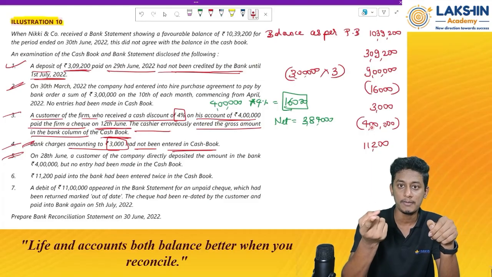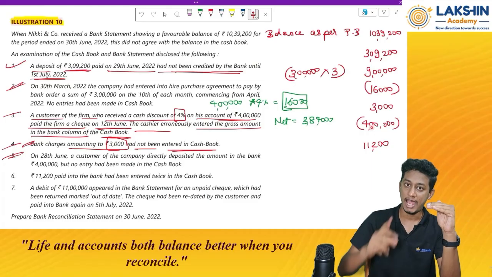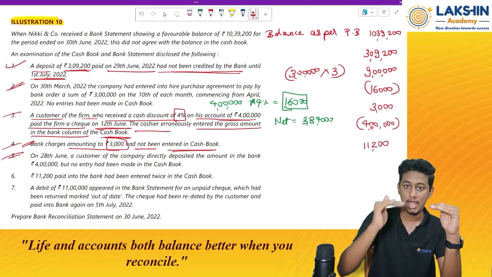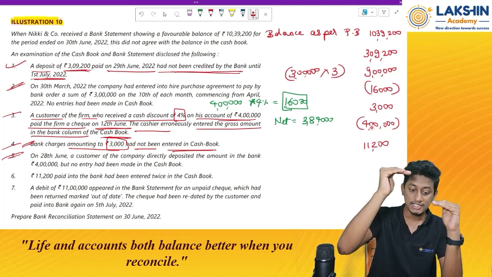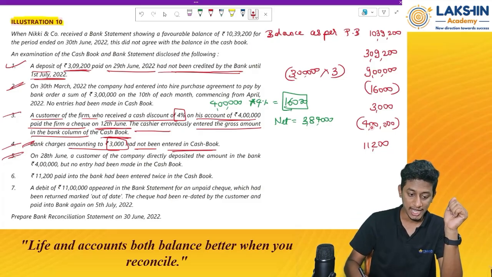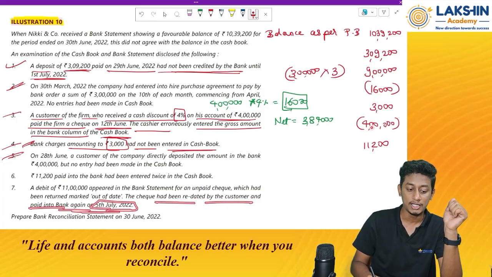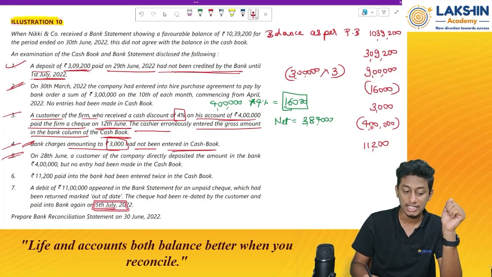So because of this, what has happened? Bank account balance has been remaining the same. Added, deducted. So the balance remains the same. But this balance I have increased in the cash book. Okay. Then what has happened? The check had been redated by the customer and paid into the bank again on 5th July. So we are at what date? 30th June. We are on 30th June, right? So it was done after the reconciliation is prepared.